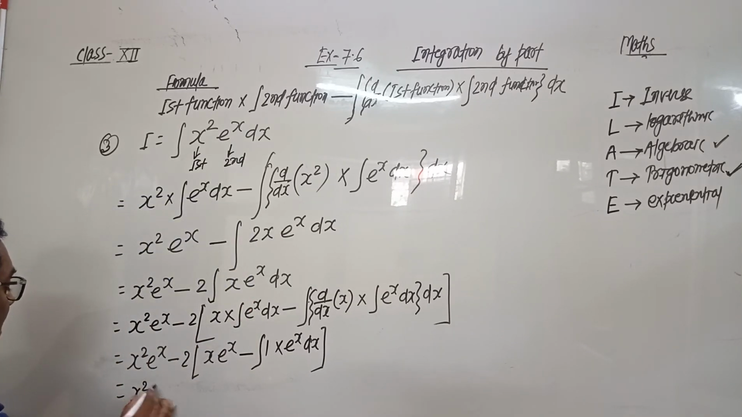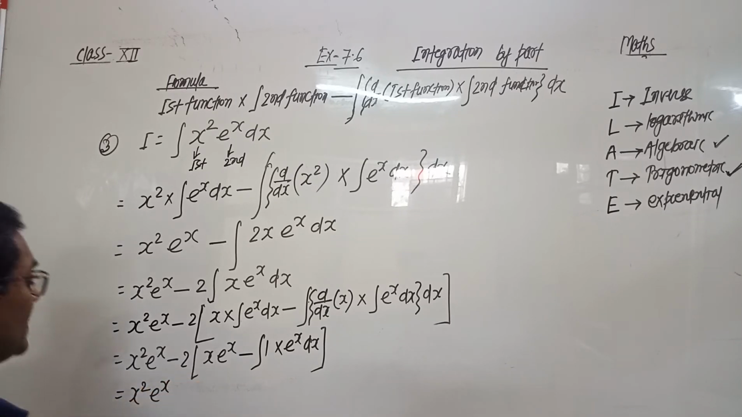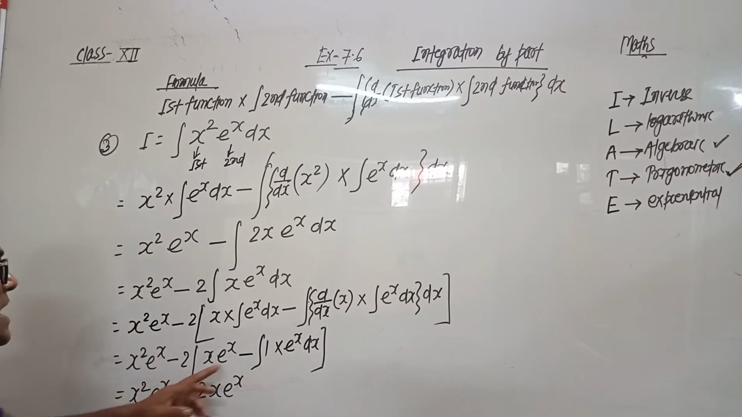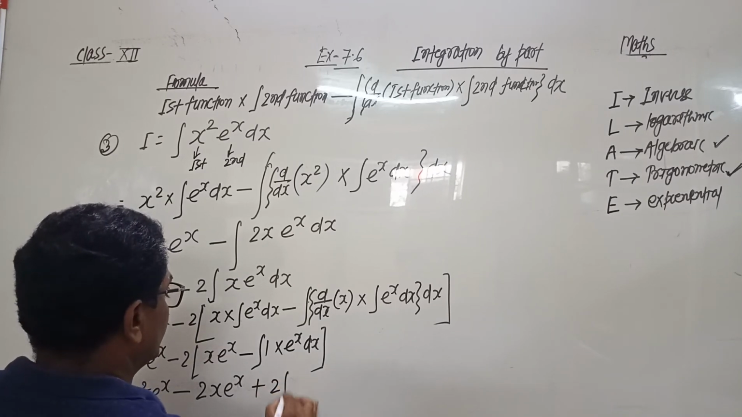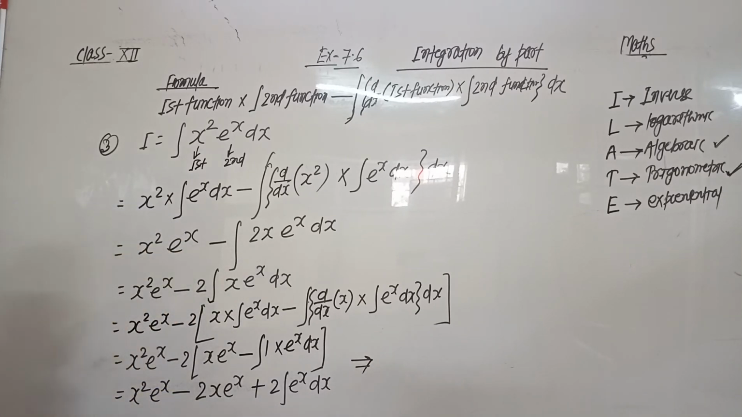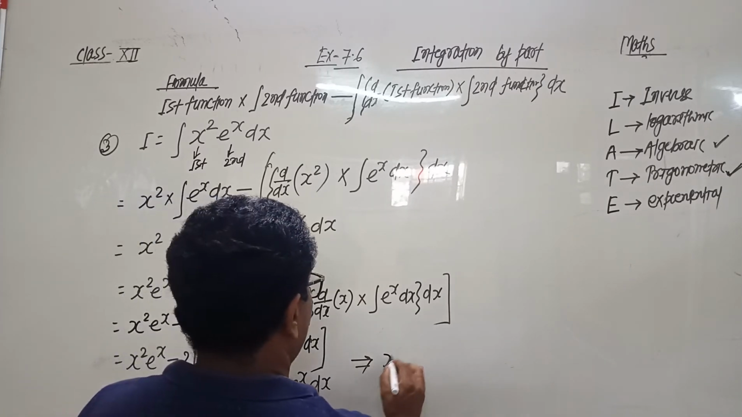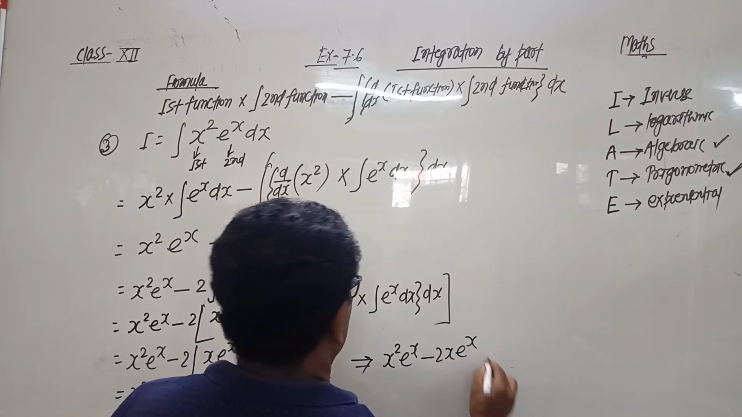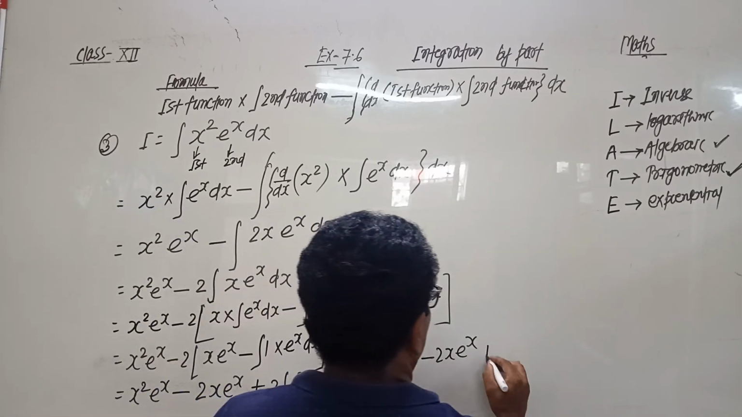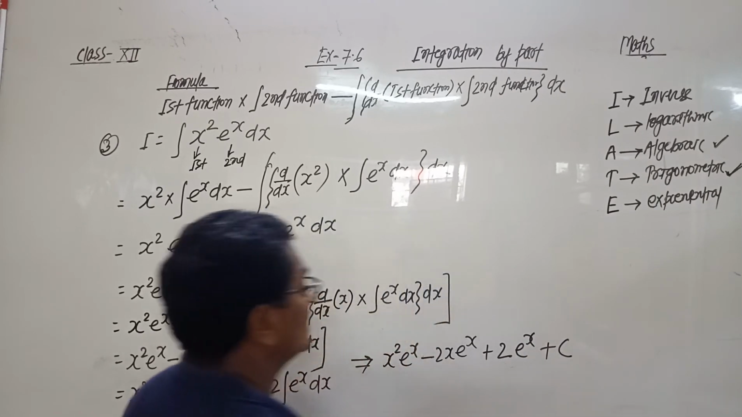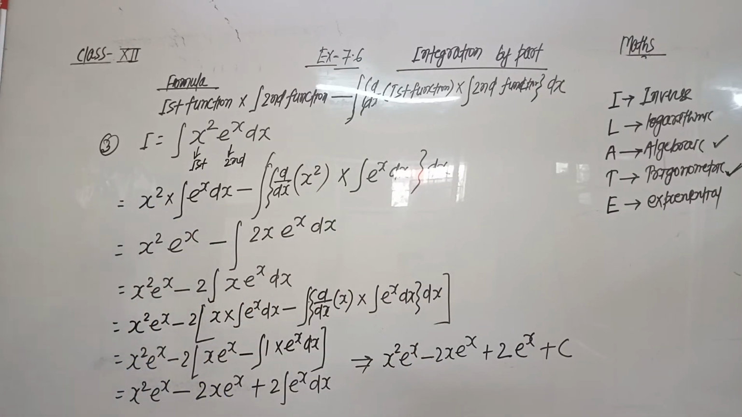Then x square e raised to the power x, remove the bracket, so minus 2 into x e raised to the power x, minus minus plus 2 integration e raised to the power x dx. Then x square e raised to the power x minus 2x into e raised to the power x plus 2 integration of e raised to the power x is e raised to the power x and plus c. So this is the result.